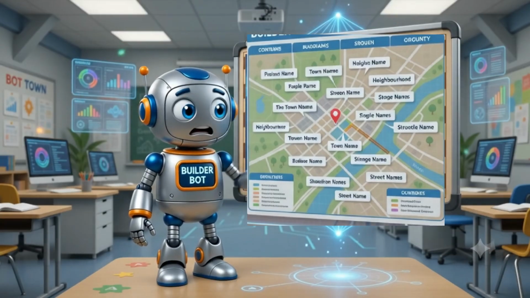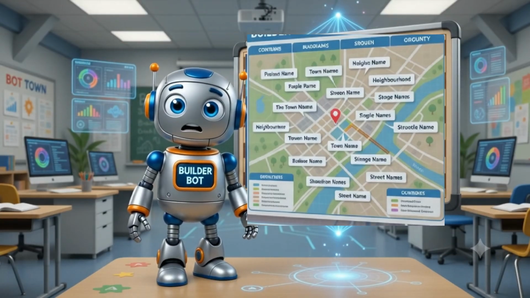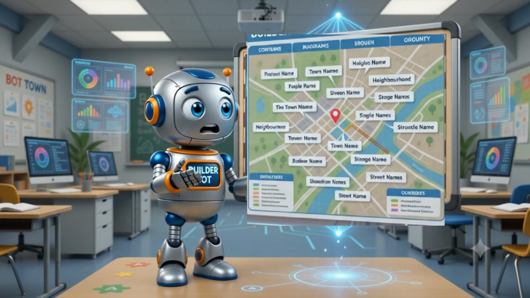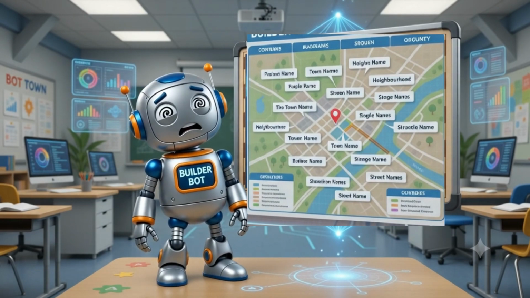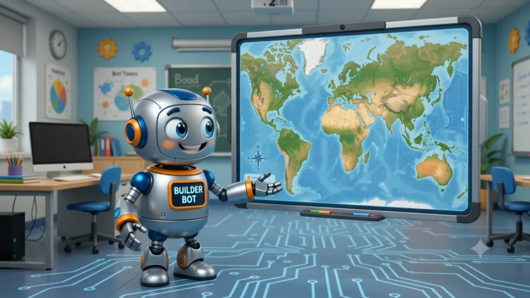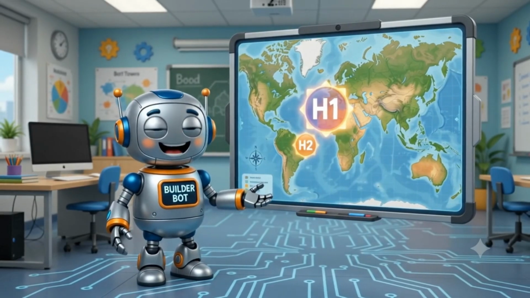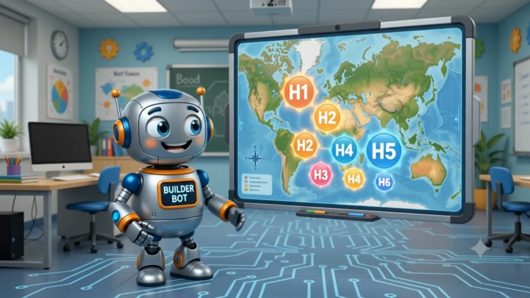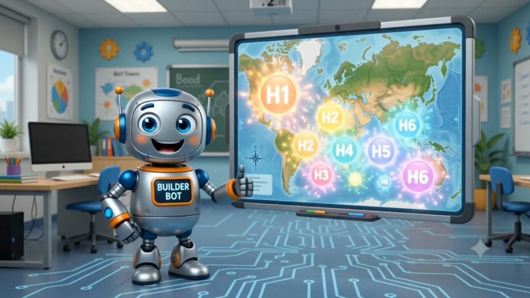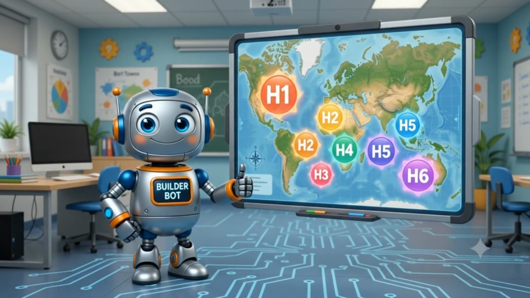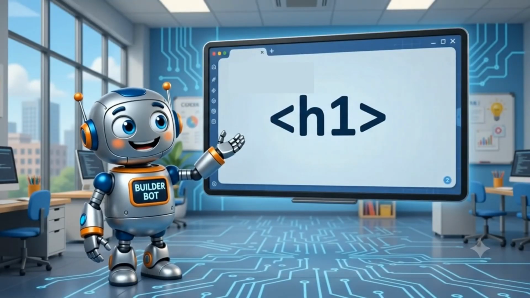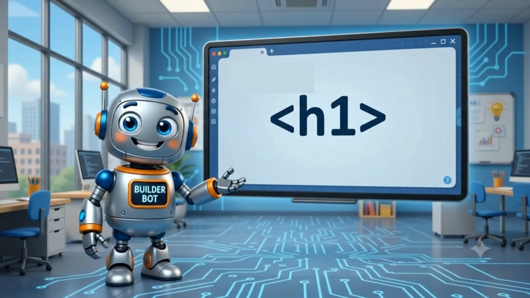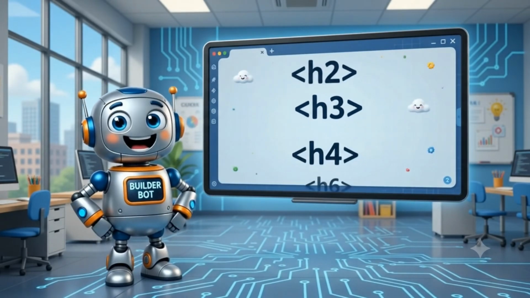This is confusing. In a real book, the title is big, chapter names are smaller, and section names are even smaller. We need that for our web page too. And HTML has exactly what we need: a whole family of heading tags. We already know H1, the biggest heading. But did you know HTML has 6 different heading tags?